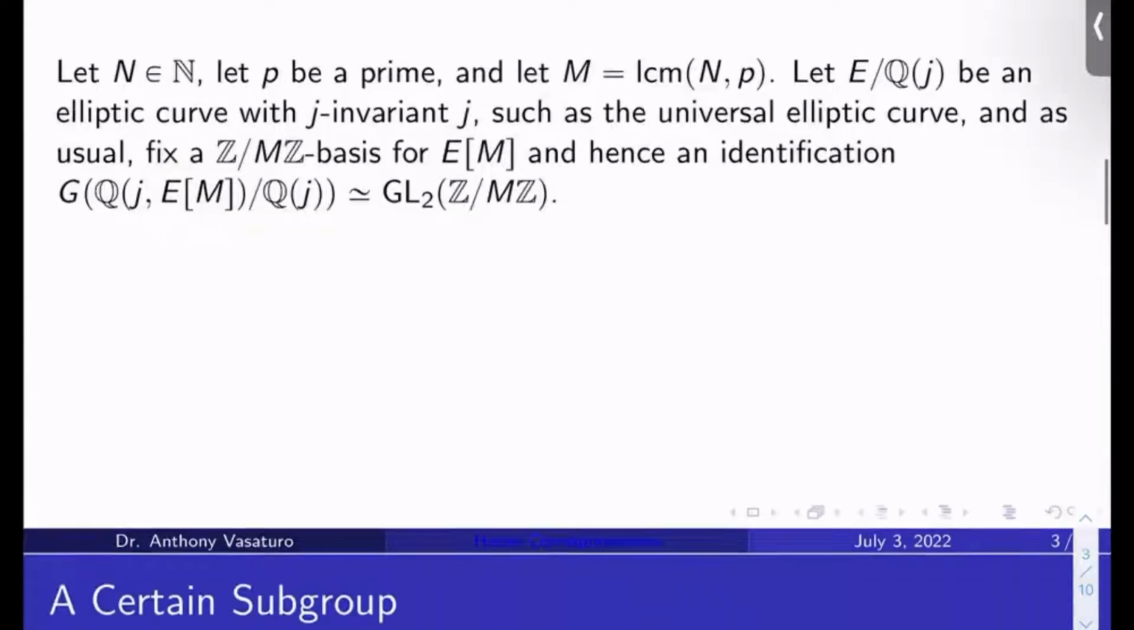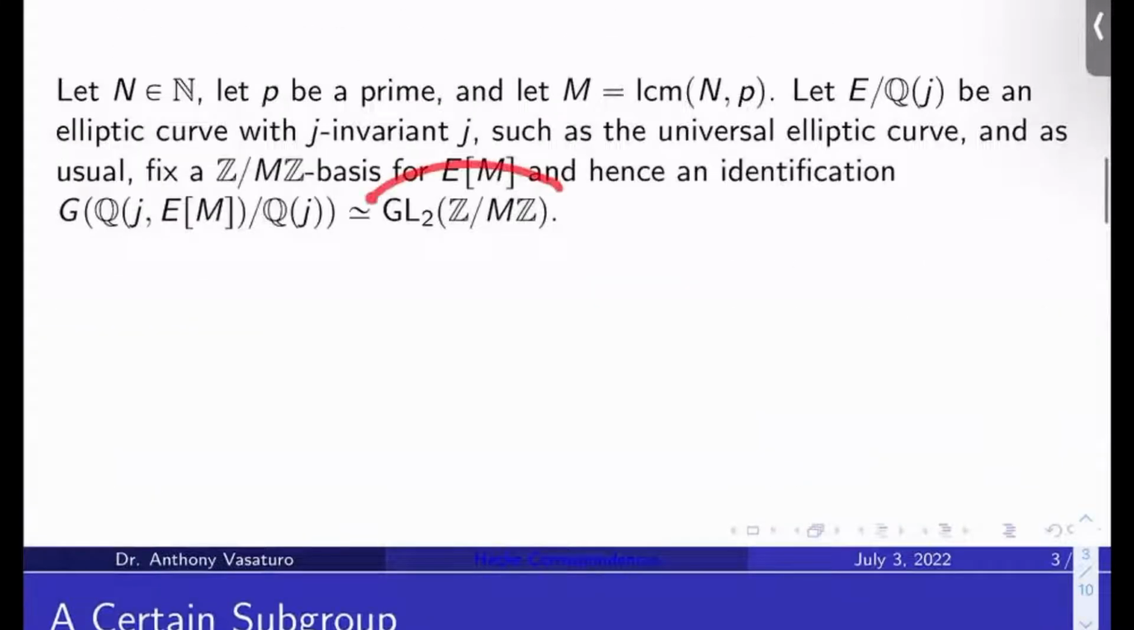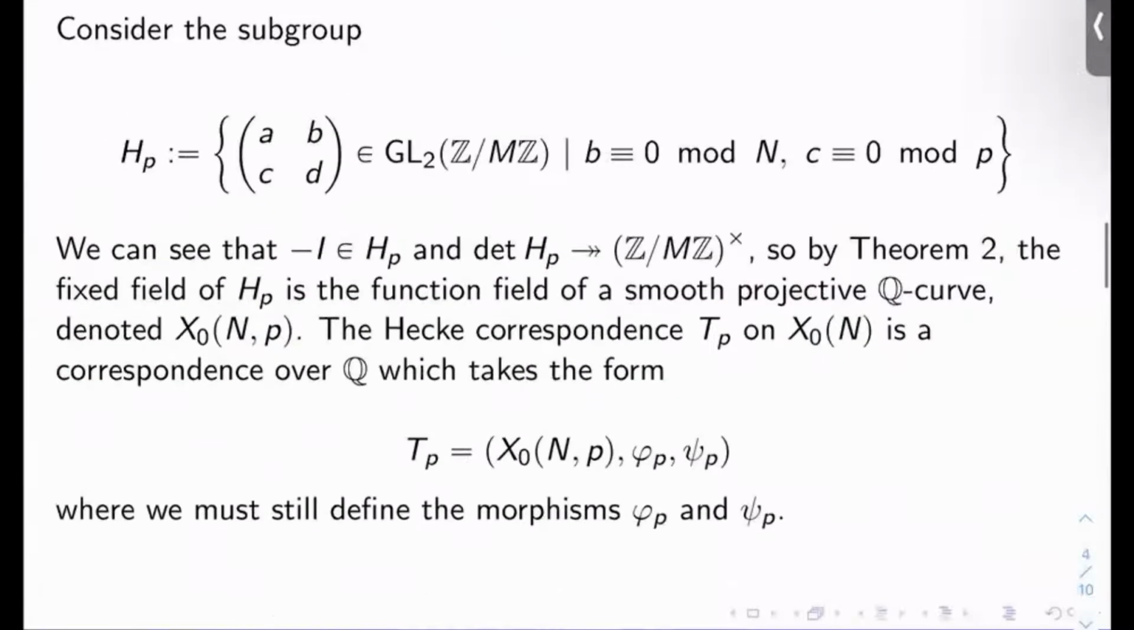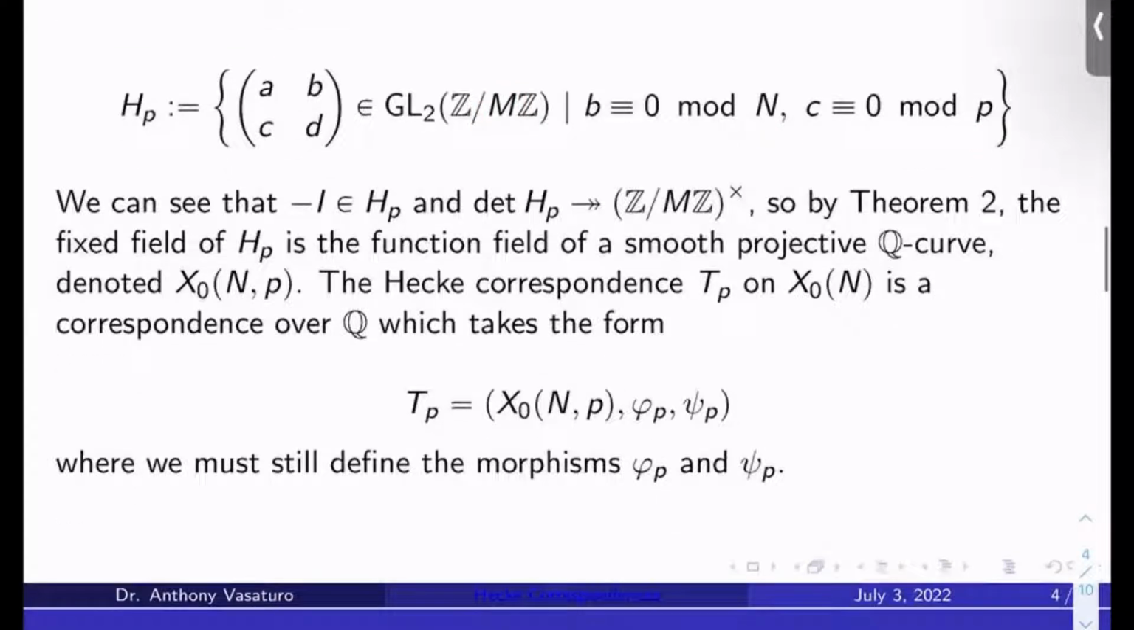Okay. Now, let's look inside this GL2 of Z mod mZ. Let's consider the subgroup, which we'll call H sub p, given by matrices A, B, C, D in that GL2 of Z mod mZ, such that B is 0 mod n and C is 0 mod p. And remember, m is the least common multiple of n and p. You can see immediately that the negative of the identity matrix is in this subgroup. You can also check that the determinant map from H sub p to (Z mod mZ) cross is surjective.